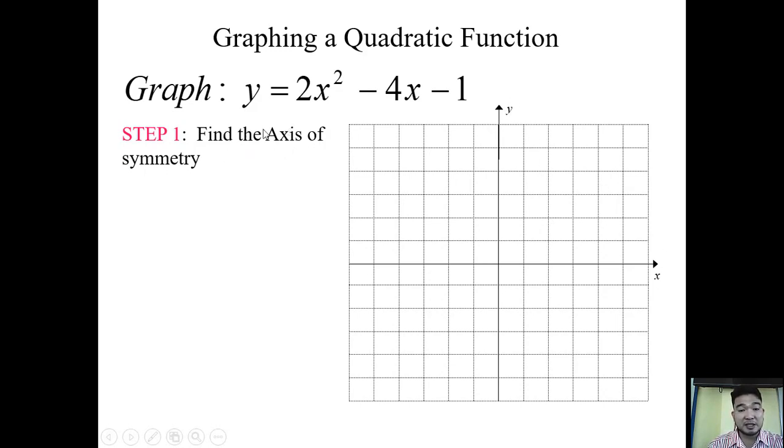Find the axis of symmetry. What is the axis of symmetry? X equals negative b over 2a. Then by substitution, your b is negative 4. So negative of negative 4 will become positive 4. Then 2 times a, which is 2. So 2 times 2. Then 4 over 2 times 2 is 4. 4 divided by 4 is equal to 1. So the axis of symmetry here is equal to positive 1. We now move on to step 2.